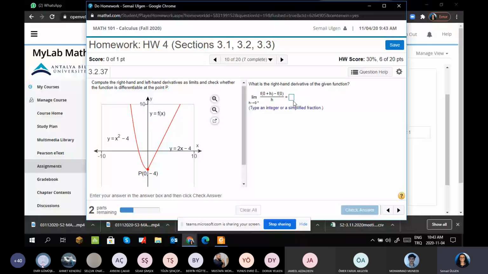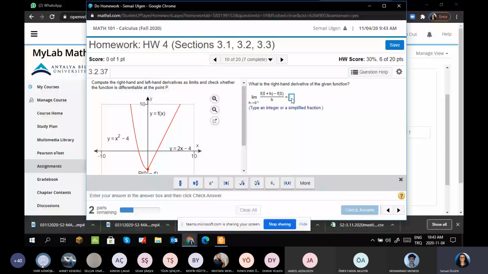On the right, f is this. There are two pieces, so this is a piecewise function. On the left, it's a part of the parabola. On the right, it's a line. So if you're approaching from the right, then you have to use this line equation and find the derivative. If you do the long computation, you're going to get 2. Okay, let's check the answer.